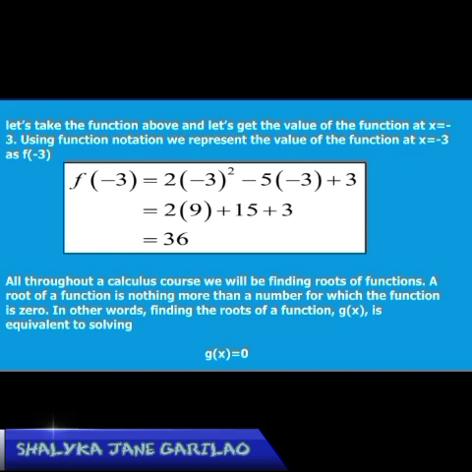Let's take the function above and get the value of the function at x equals negative 3. Using function notation, we represent the value of the function at x equals negative 3 as f of negative 3. So the solution will look like f of negative 3 equals 2 times negative 3 squared minus 5 times negative 3 plus 3 and then simplify. Therefore, we get that f of negative 3 is equal to 36.